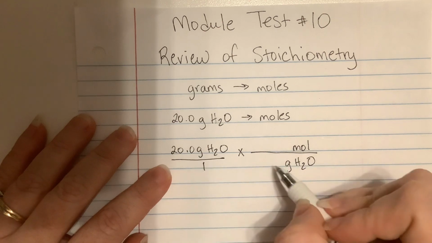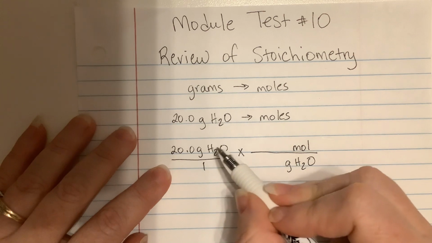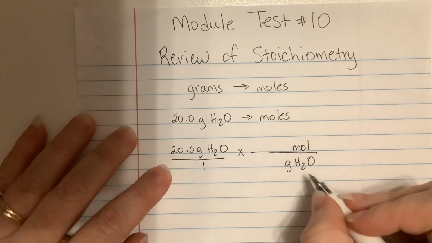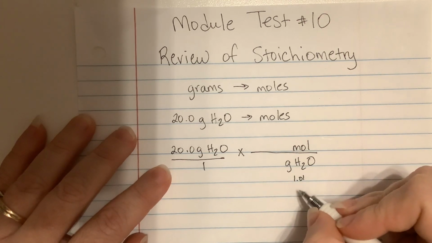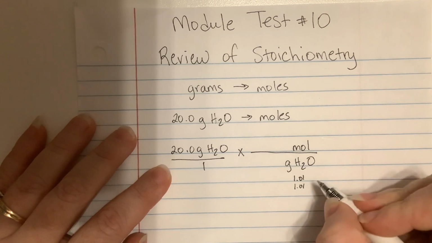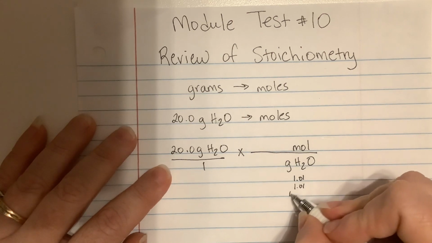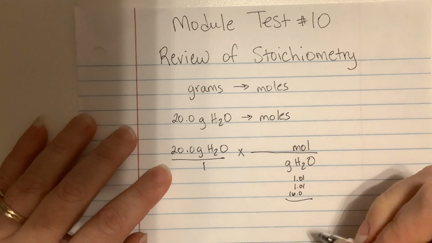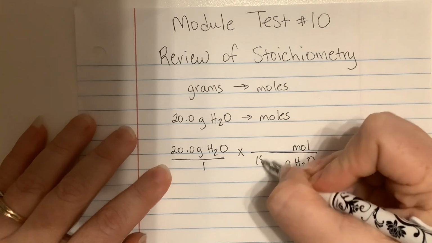Now, how do we know what to put here? That's where we go to the periodic table and we find the weight of each one of these things and add it together. So hydrogen is 1.1 grams per molecule, right? And there's two of them. And then oxygen is a 16.0. So we're going to add all that together, which gives us 18.02. So that is what we're going to put right here.